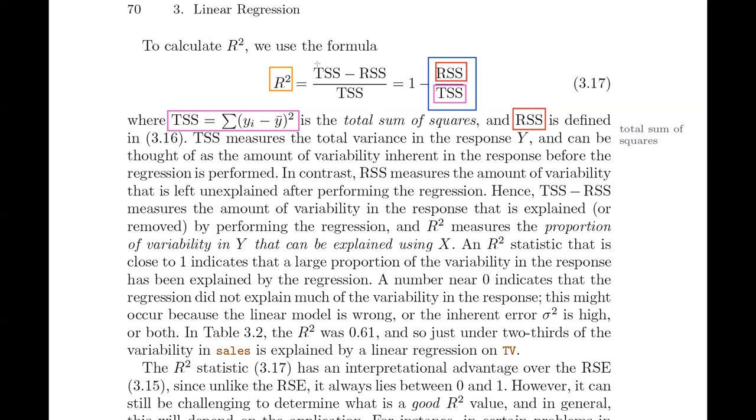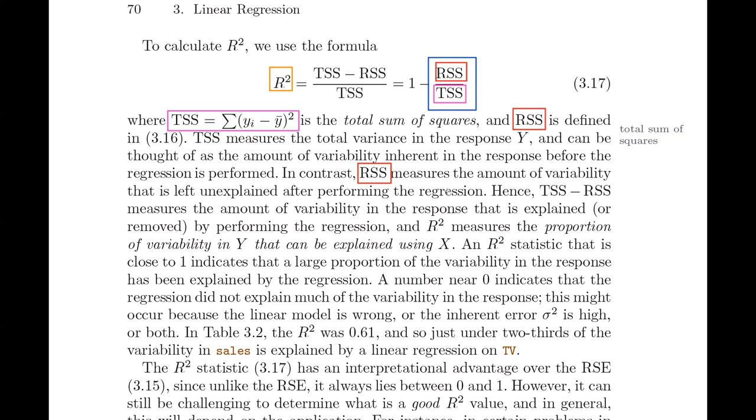RSS, I'm reading over here. RSS measures the amount of variability. Oh, I really like this. The amount of variability that is left unexplained after performing the regression. Hence, TSS minus RSS measures the amount of variability in the response that is explained or removed by performing the regression, and R squared measures the proportion of variability in Y that can be explained using X.